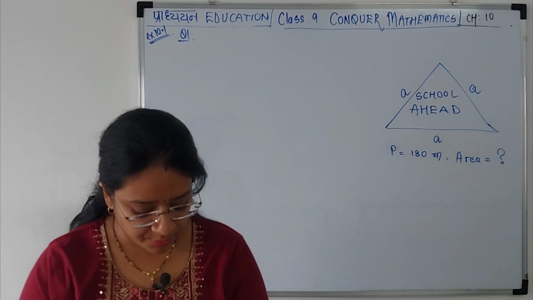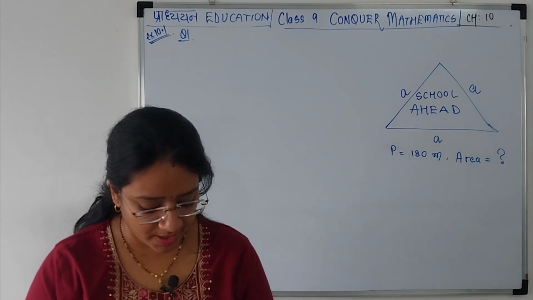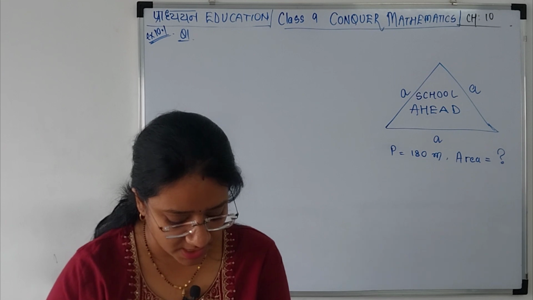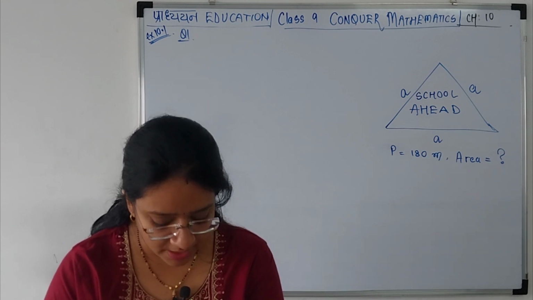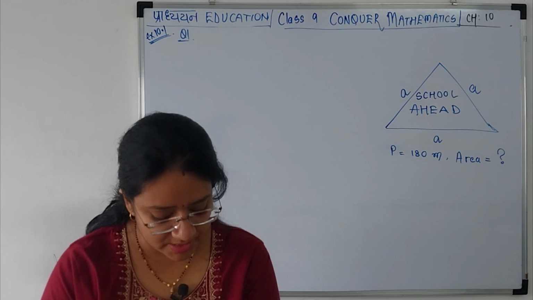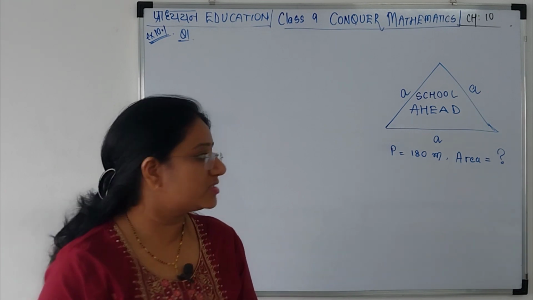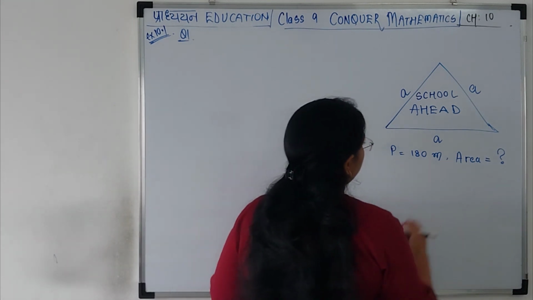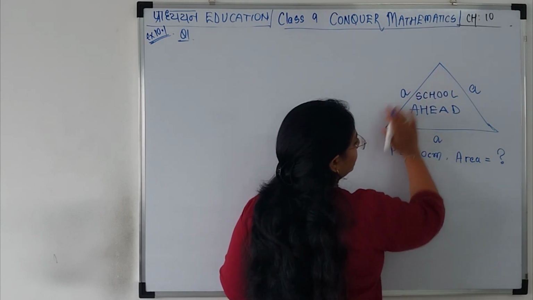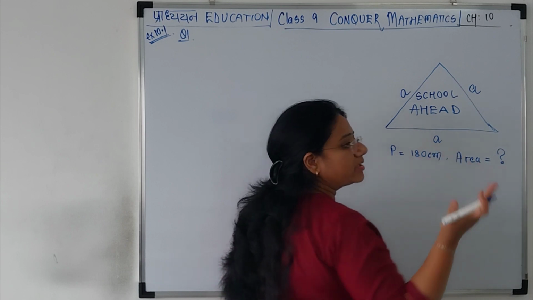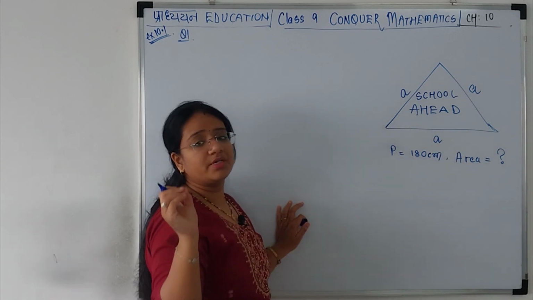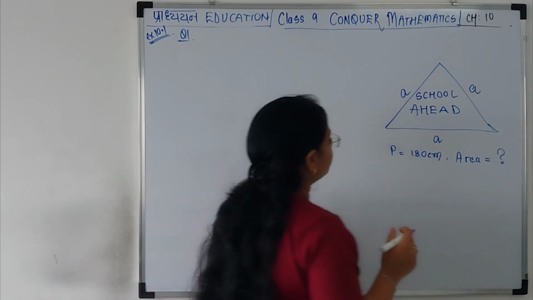A traffic signal board indicating school ahead is an equilateral triangle with side A. Find the area of the signal board using Heron's formula. If its perimeter is 180 centimeters, what will be the area of the signal board? So here there is an equilateral triangle with sides A and perimeter is 180. We have to find the area using Heron's formula. It is specified that you have to use Heron's formula.